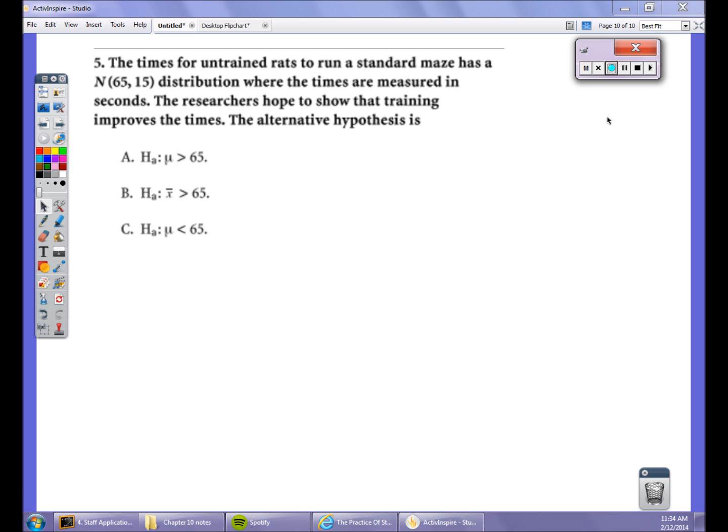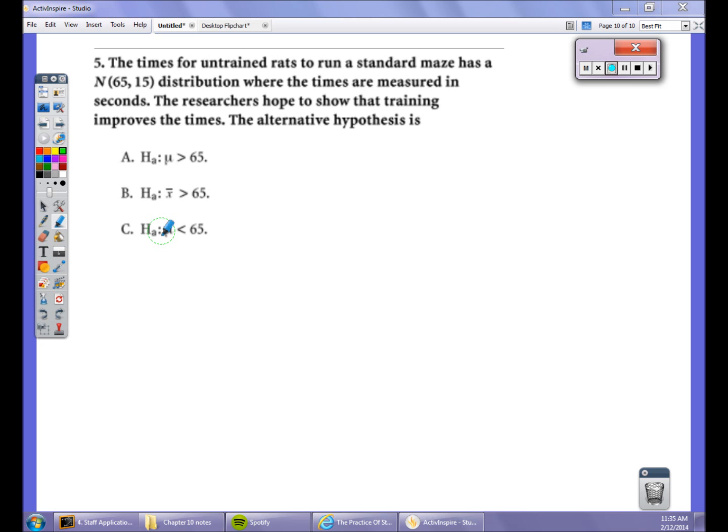Here's some practice on writing the correct alternative hypothesis. Let's look at our choices. I automatically can throw out option B. Because it says X bar, the alternative hypothesis is written in terms of the population. The answer has to be either A or C, because they're both written in terms of mu.